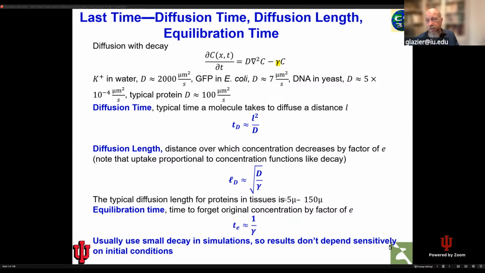In reality, the reason these are approximations is that the actual numbers may have a factor of 2 or 4 or pi in front of them. But what really matters is the scaling. It goes like L squared over D, it looks like the square root of D over gamma, it looks like 1 over gamma. And these are really the critical things, especially diffusion length, which is very important in biology. Diffusion time also can be important.